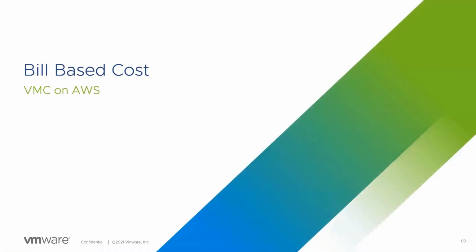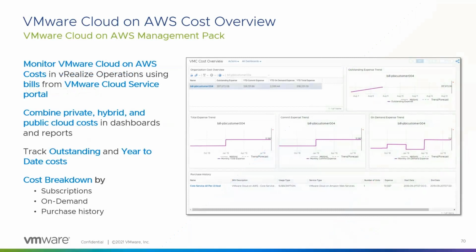Okay, the next option here is what we're calling bill-based cost. Bill-based costing currently is supported with VMware Cloud on AWS. The way that works is vRealize Operations can connect into the cloud services portal and collect the bill. So it tracks how much you spend for your VMC environment over time. You can get breakdowns based on your subscriptions, whether they're on demand or if you have a 1 or 3 year subscription. It tracks your history and can track all of this over time for you.